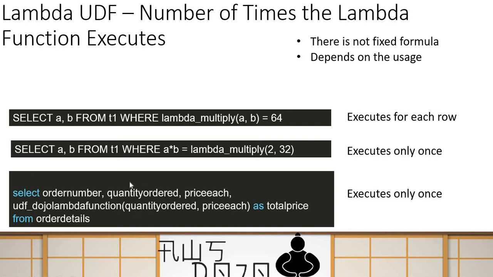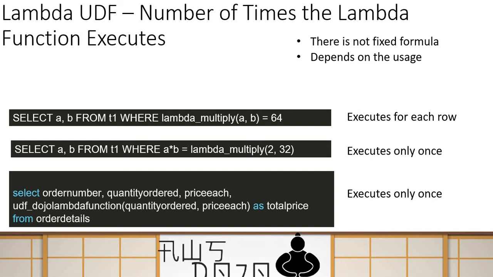The reason is that when you call a UDF based on Lambda in your select query, it will pass quantity ordered and price each as an array in your argument. So it will send you an array of arguments, and each argument will have quantity ordered and price each per row.